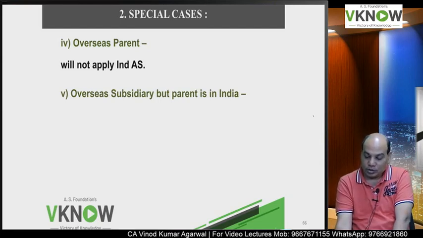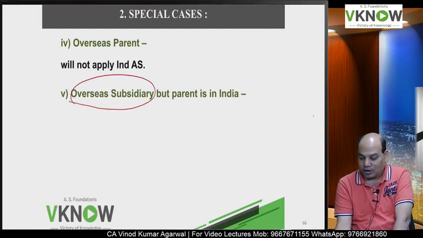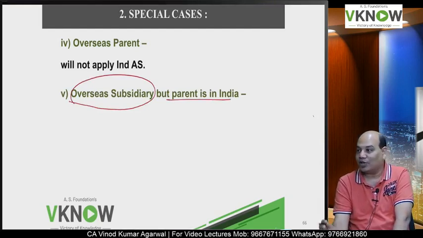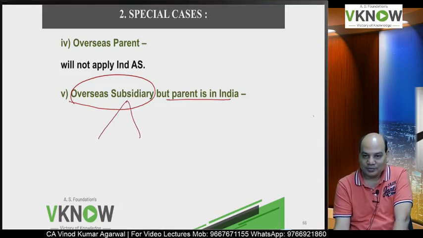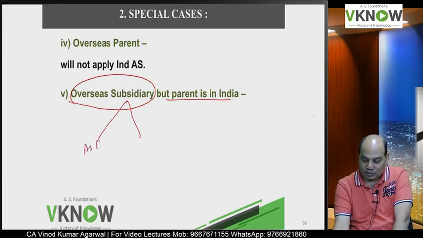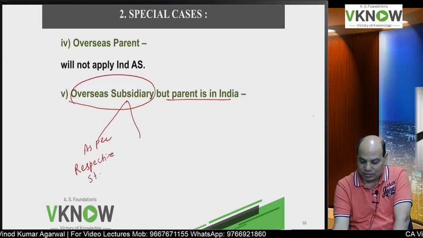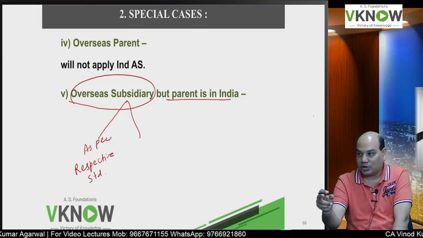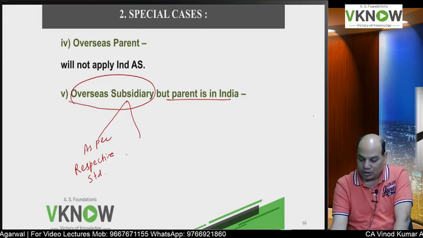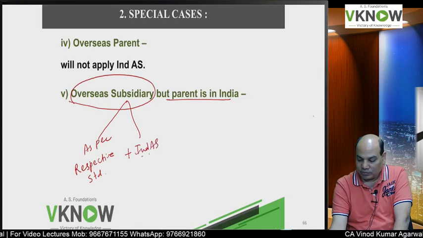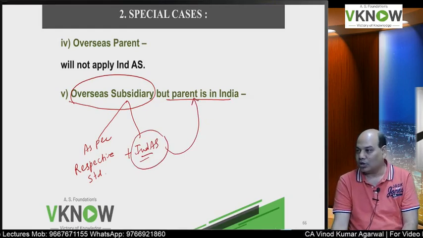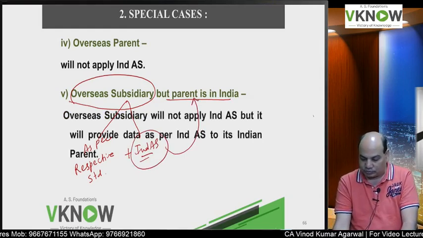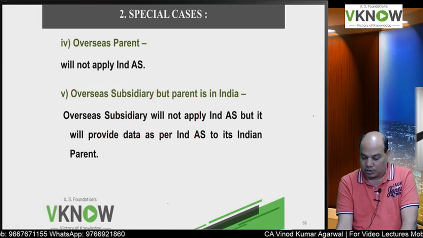Reverse. Subsidiary is in a foreign country, parent is in India and the parent follows Ind AS. This subsidiary will prepare two financial statements now. One is as per the respective standard of that country. For example, if it is a US subsidiary, US GAAP, and it has to prepare one financial statement as per Ind AS, so that this Ind AS financial statement can be consolidated by the parent company. So that way you have to remember the subsidiary will compromise.